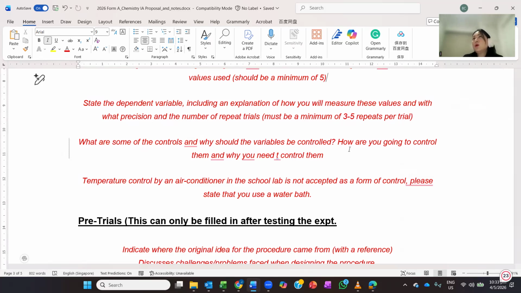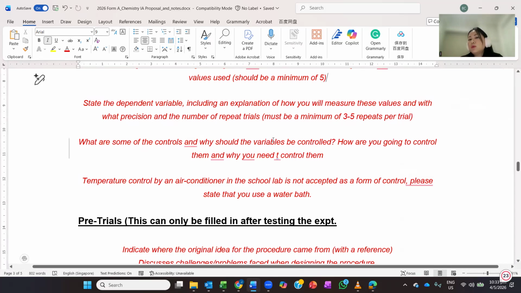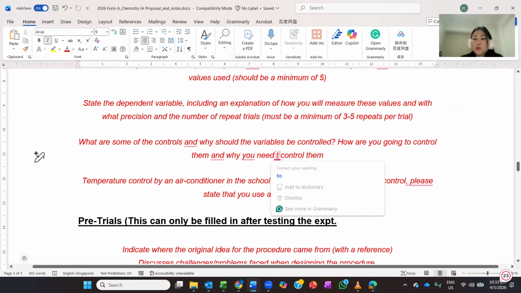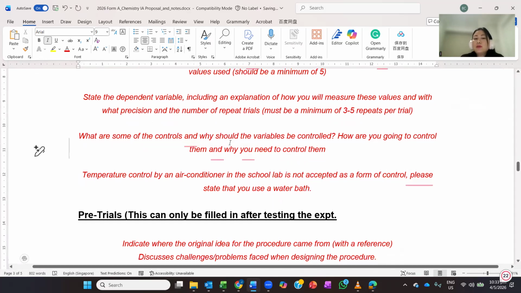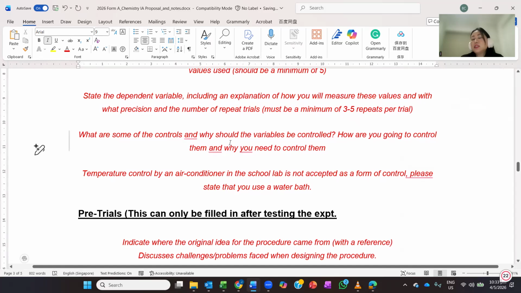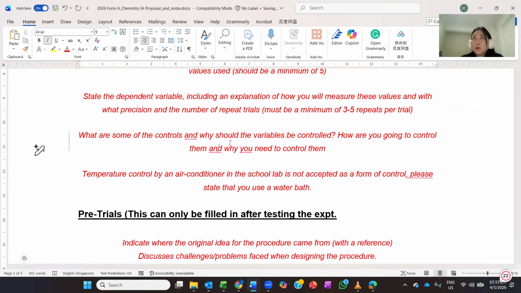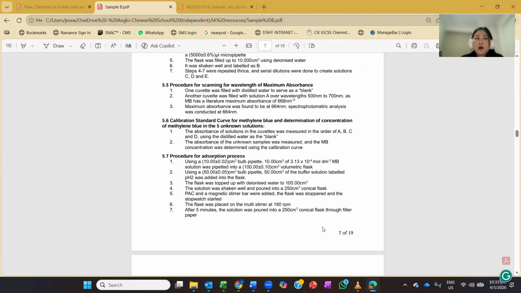What are some of the things that you will control? I will control the amount of indicator added. I will control the amount of sample pipetted. I will control the amount of vitamin C volume heated. I will control how long I will heat. So what are some of the controls, how are you going to control them, and why do you need to control them? Okay? So take note, temperature control by air conditioner is not accepted. No matter what, you just write down, I use a water bath. All right, just state water bath or hot plate.